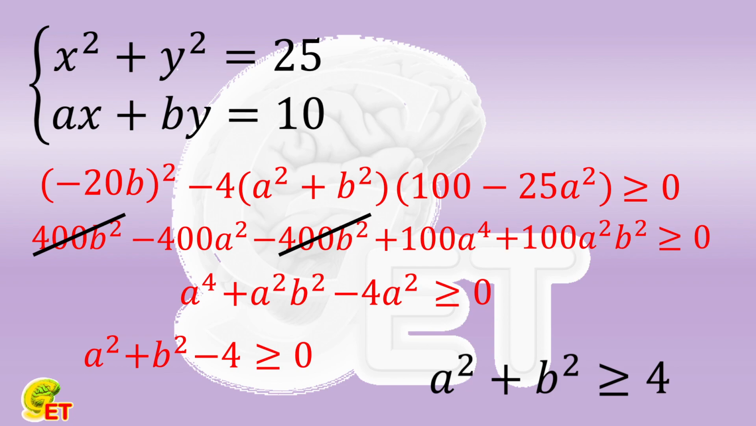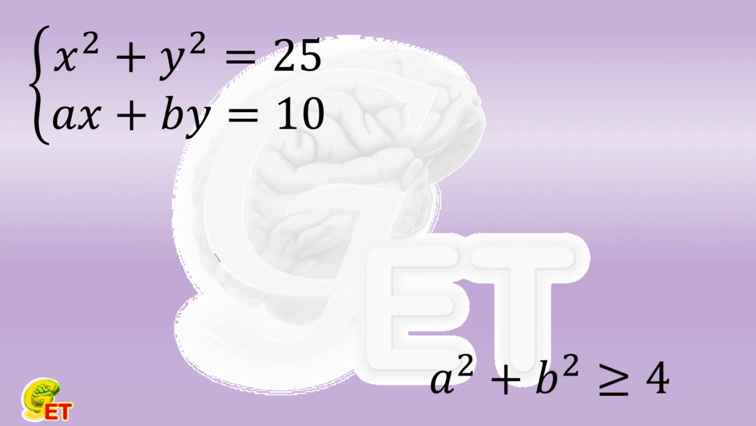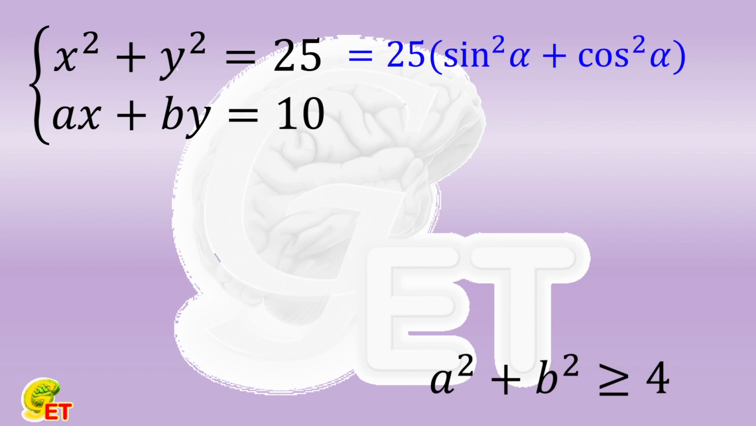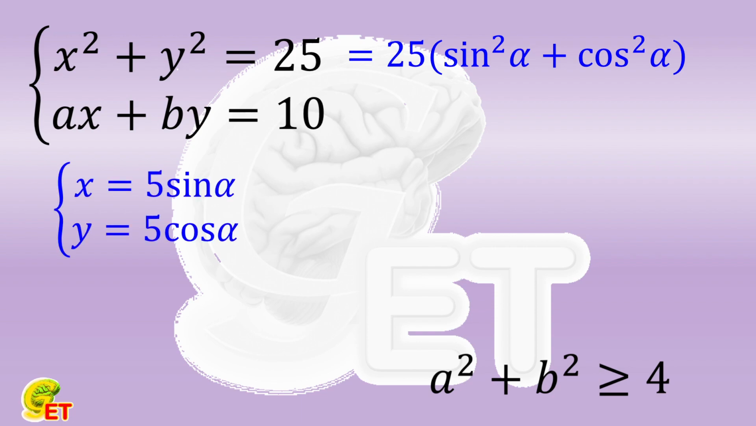The proof is done. Regarding the other way we are going to talk about, it is actually beyond the scope of the 9th grade, but it is so relevant to this type of question, that we have to discuss it briefly. We know that the square of the sine of any angle plus the square of its cosine equals 1. So 25 can be written as 25 times the square of sine alpha plus the square of cosine alpha. Meaning that x is equal to 5 times sine alpha, and y is equal to 5 times cosine alpha.